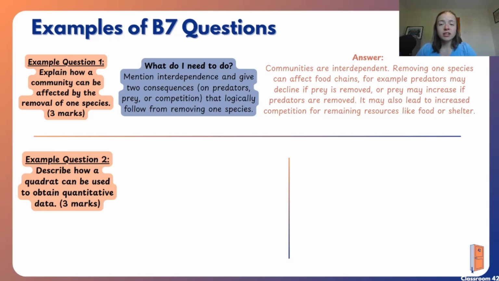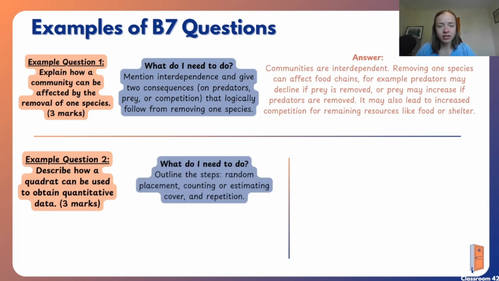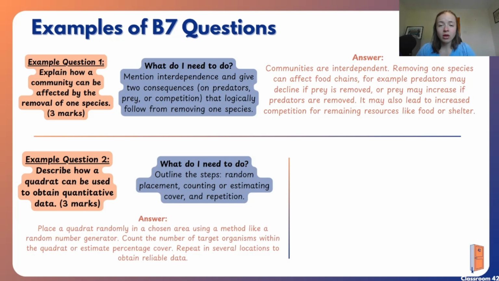So question 2 is describe how a quadrat can be used to obtain quantitative data. So this is directly linked to your required practical. So here you want to be outlining the steps. So for example, place a quadrat randomly in a chosen area using a method like a random number generator. So we've gone through the first bit of our method and we've mentioned it has to be random, so we're linking it to sampling there.